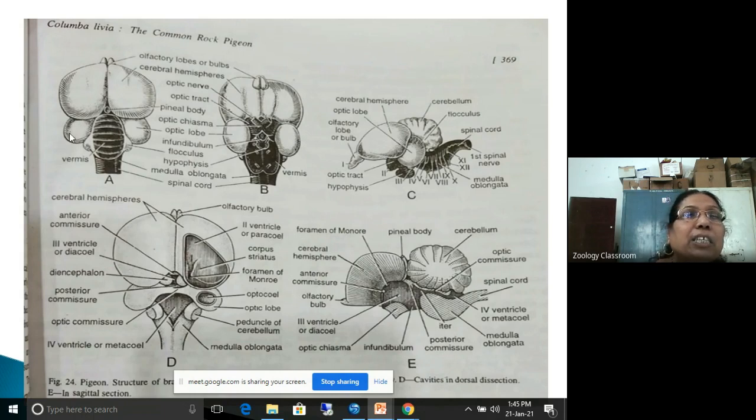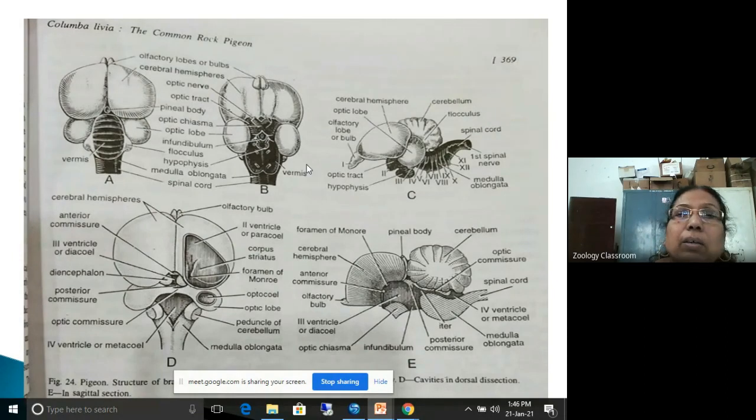Then the midbrain consists of two laterally placed optic lobes. These are larger and well developed. Another part is the crura cerebri, a nervous tissue band that starts from this region. On this side also, the crura cerebri is present.